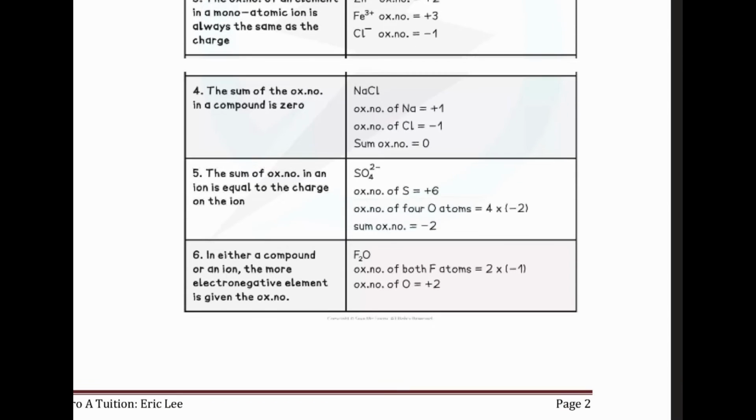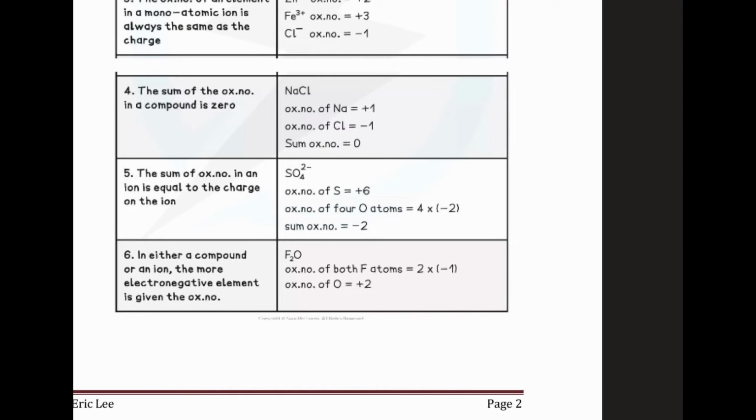Now let's move on. Number 5: the sum of the oxidation numbers in an ion is equal to the charge on the ion. For example, for the sulfate ion, the charge is 2 minus, so the sum of the oxidation numbers is equal to -2. We can work it out in this way, which is kind of normal.